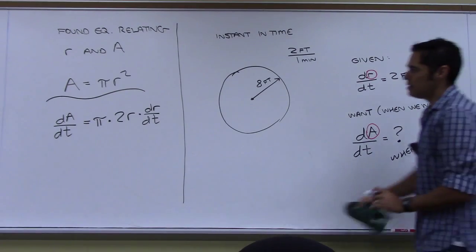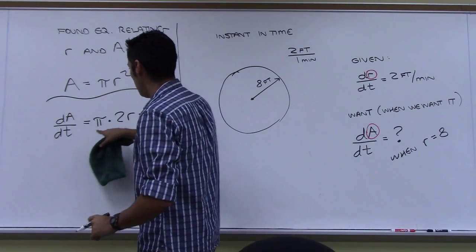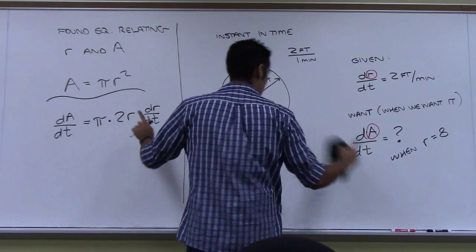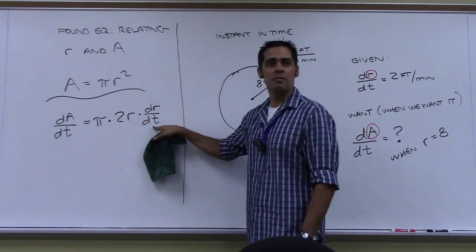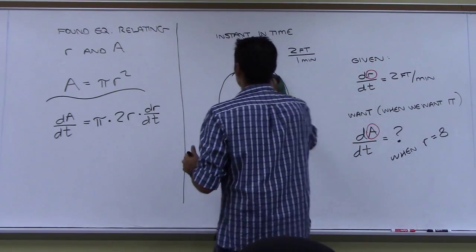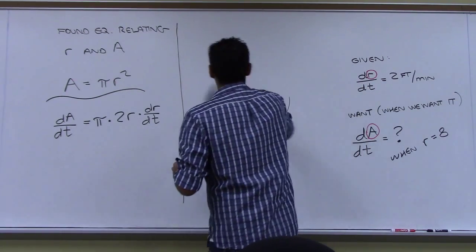So what's dA dt? Well, that's what we want to know. Pi we know is pi. 2 is 2. And now replace r with 8, and then replace dr dt with 2, right? So I have this.